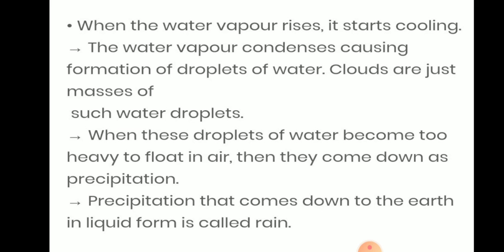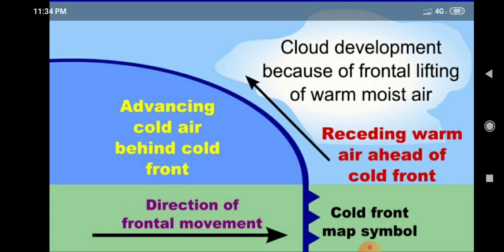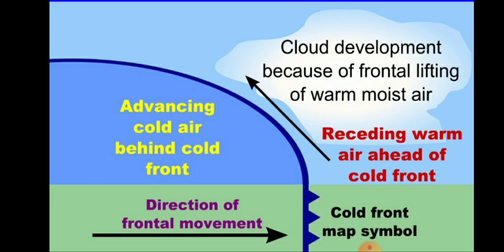Clouds are just masses of such water droplets. When these droplets of water become too heavy to float in the air, they come down as precipitation. So here you have to know what precipitation is. The release of the moisture from the atmosphere is known as precipitation. It may be in liquid form, it may be in solid form. When it is in liquid form, it is known as rain, and when it is in solid form, it is known as snow.